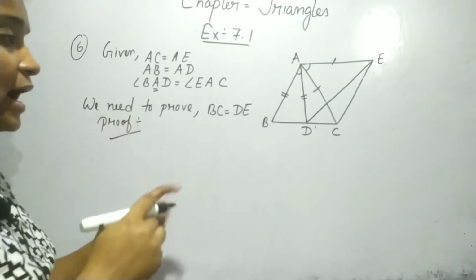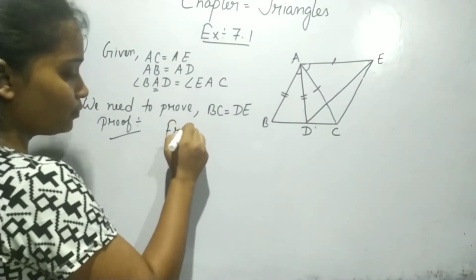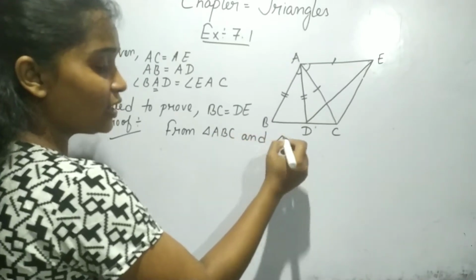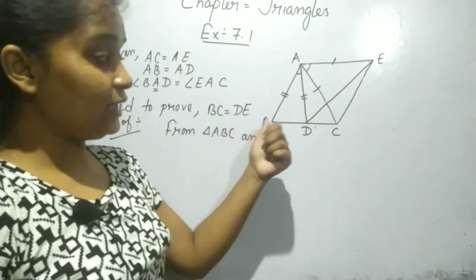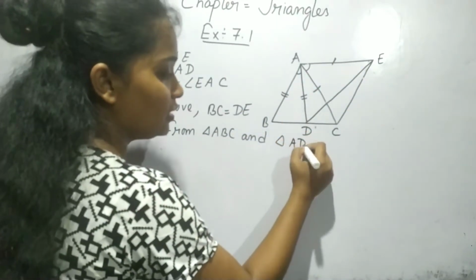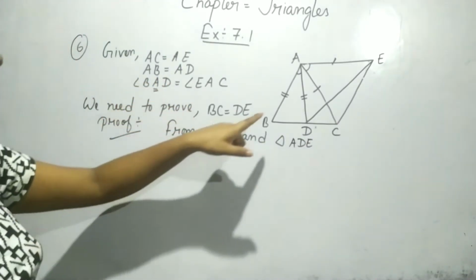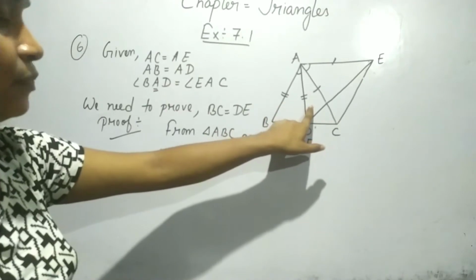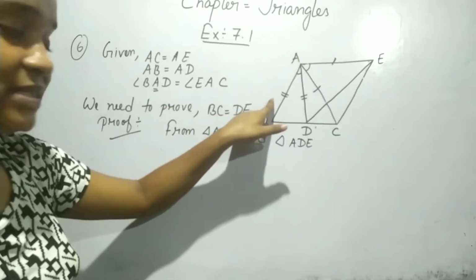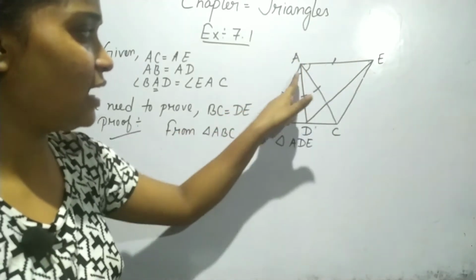Here look, I have to take BC, wherever I have that one. So I can take triangle ABC and, for DE, triangle ADE, since D is in ADE. So what are the given conditions? Can I use this? Look at here. First, can I write AB equals AD? Yes, because AB is in ABC, and in the other triangle which we are taking, ADE, AD is there.